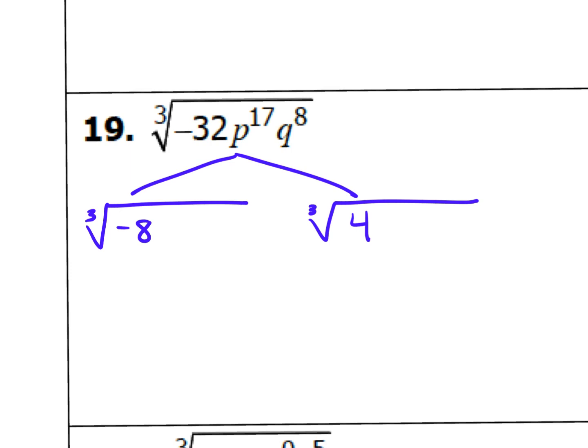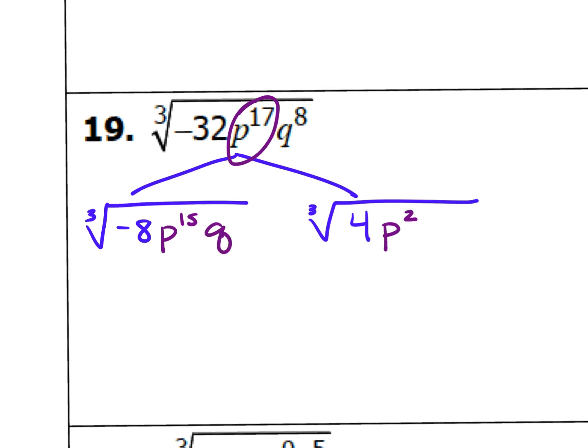Okay, now look at your p's. Is p to the 17th, is 17 divisible by 3? Okay, what number are we going to put on the perfect side? 15. So if this is p to the 15th, then over here is p to what power? The second. You got to make it add up to 17. So that one we drop down by 2 because it has to be divisible by 3.